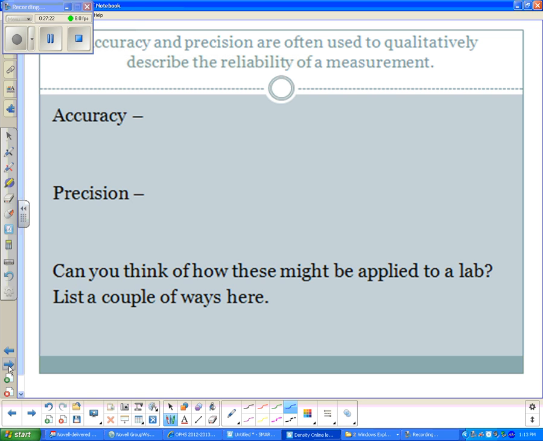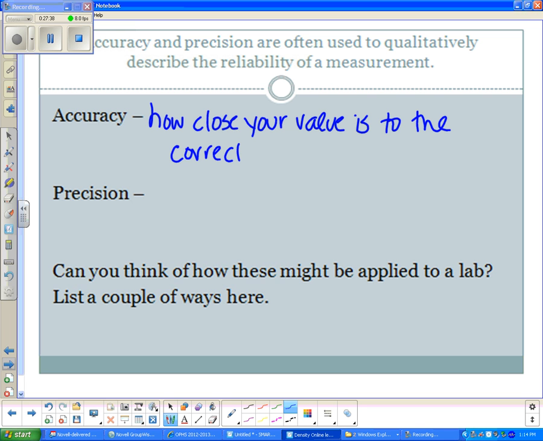Okay, well, what is accuracy? Accuracy is how close your value is to the correct value. A really easy way to remember this is I grade your tests for accuracy. Tests are graded for accuracy.